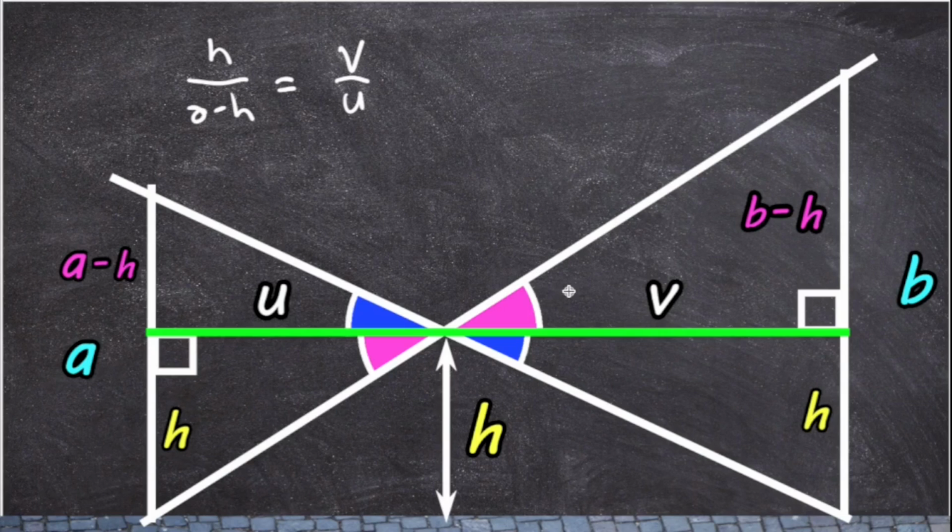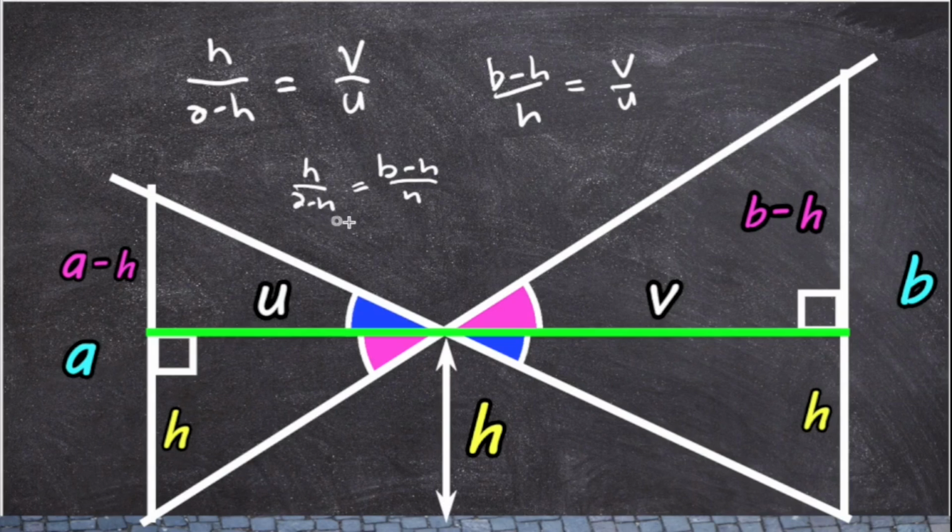And now if we do the same thing with the other two similar triangles, dividing the larger outer edge by the smaller outer edge, we get b minus h divided by h. The base angles of these triangles are also v and u, so if we divide the larger base angle by the smaller base angle, we get v divided by u, and these two must be equal to each other because they are just the division of corresponding edges. But that must mean that h over a minus h, which equals v over u, must be the same as b minus h over h.